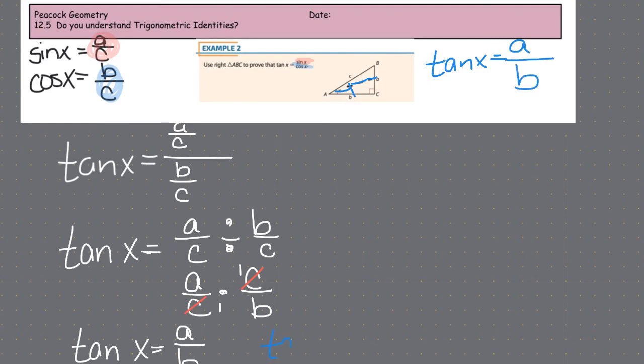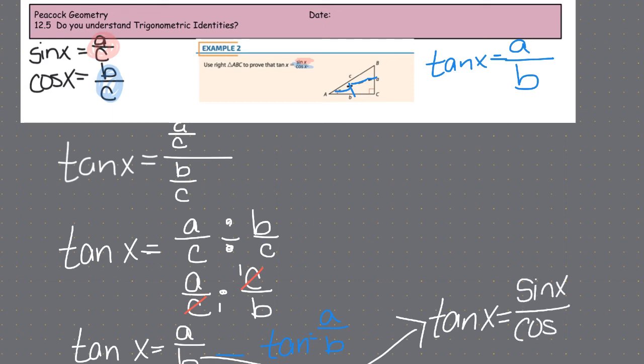The tangent is the opposite over the adjacent. So the leap, or the logical progression, is that yes, the tangent of x is equal to the sine of x over the cosine of x.